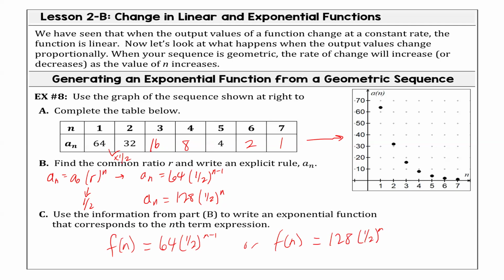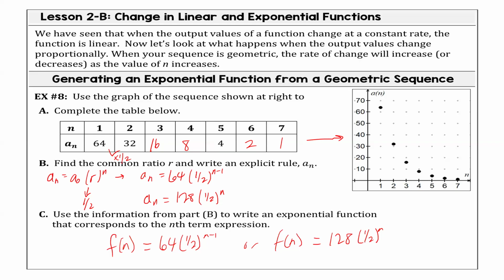If it asks for the function and you write A of n, then you're wrong. Because it's asked for the function model, not the explicit rule. Okay? All right, how we feel?